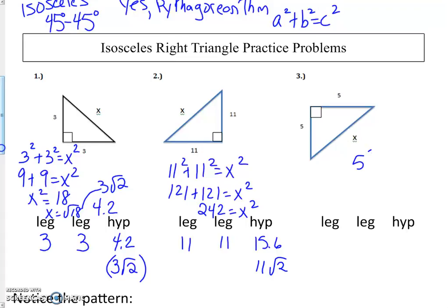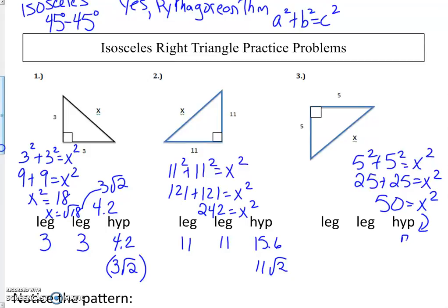Next one, same idea. 5 squared plus 5 squared equals x squared. 25 plus 25, which equals 50. And so that value is equal to 7.1. Sorry, the legs are both equal to 5.